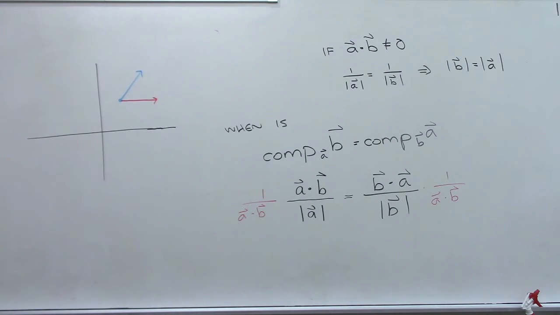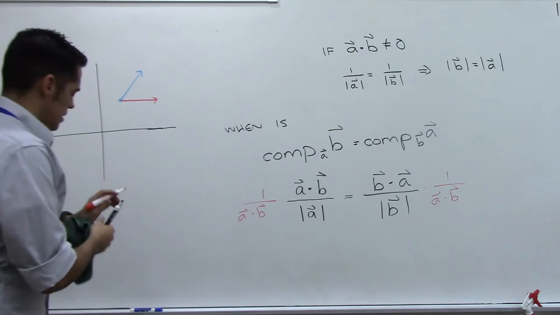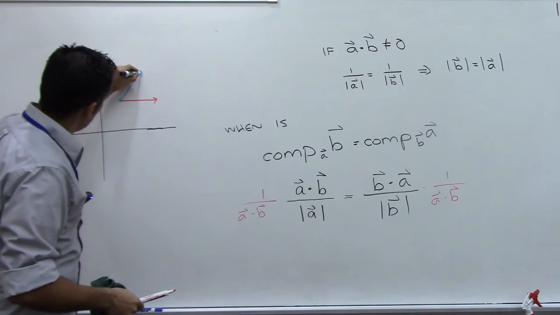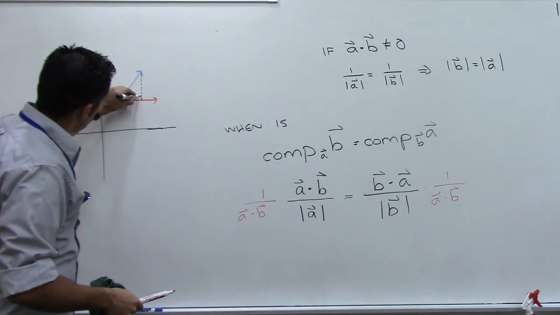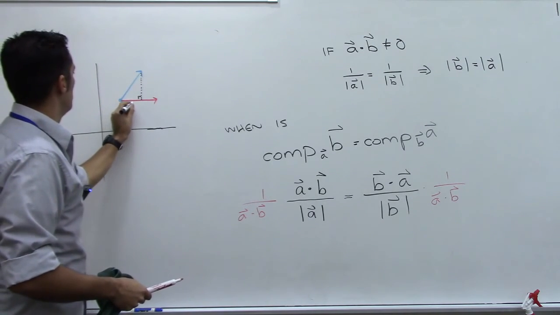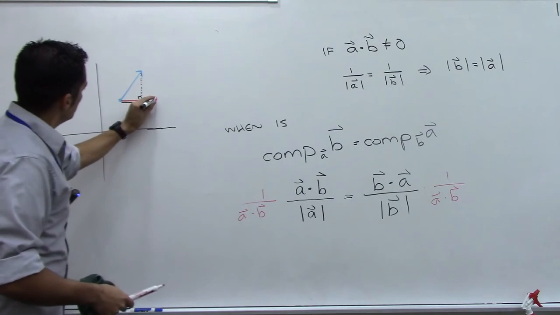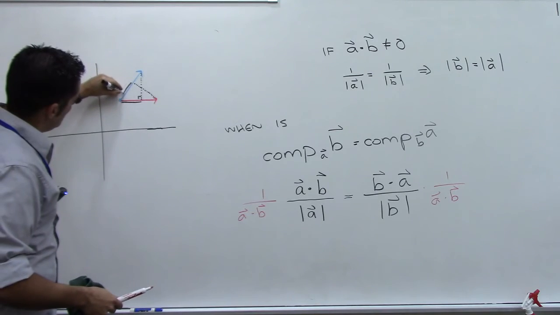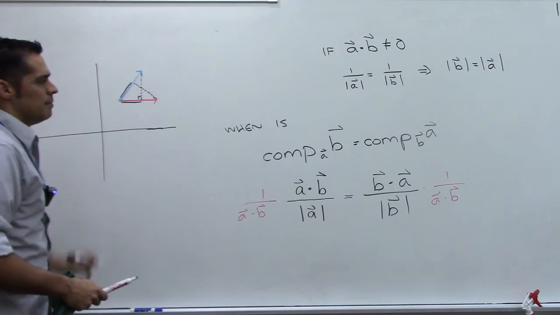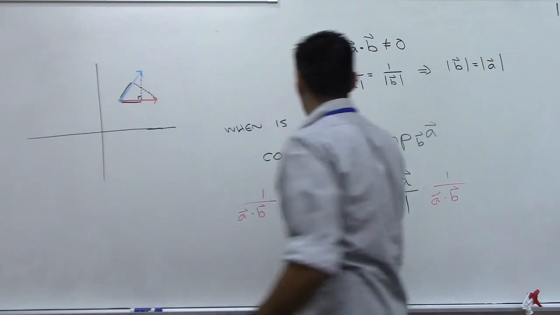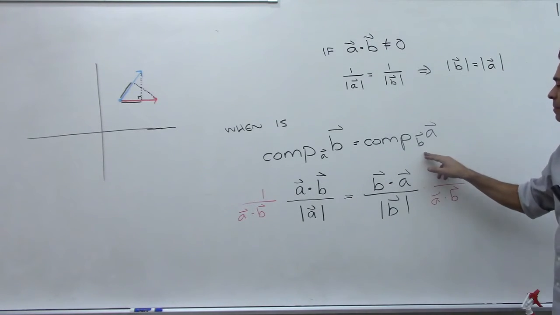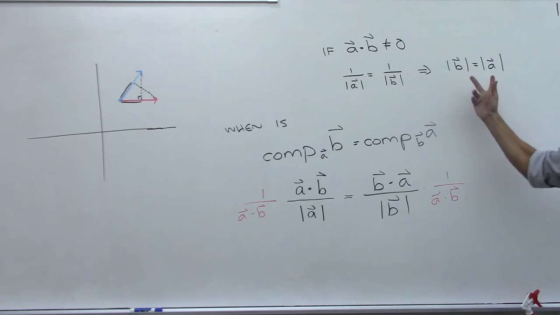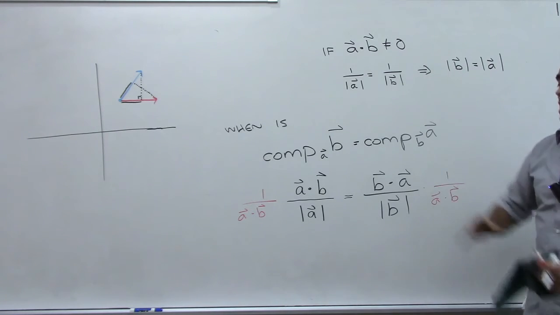All right, so if you project this one onto the red one, you get some length here. But if you project the red one onto the blue one, you're going to get the same length. So these two lengths are the same. So the component of B onto A is equal to the component of A onto B. That'll happen when the original vectors' lengths are the same, so long as they weren't perpendicular.